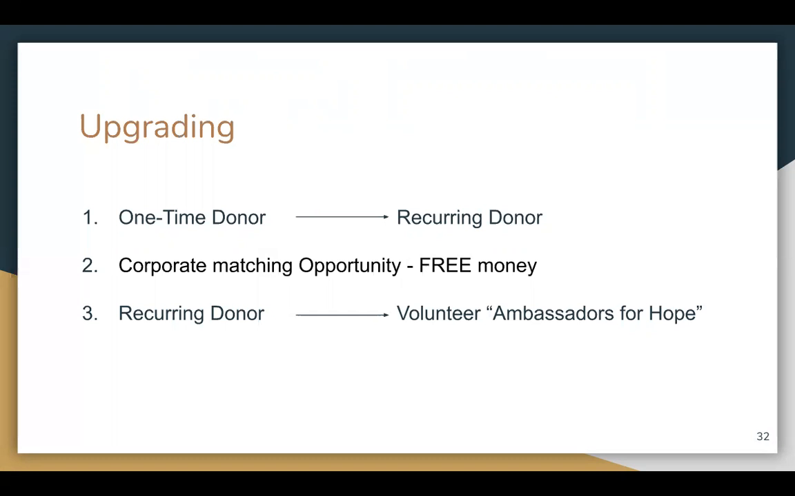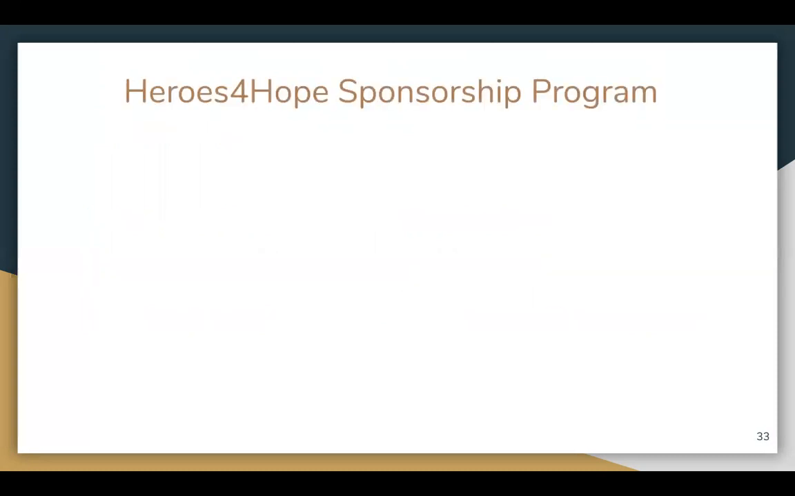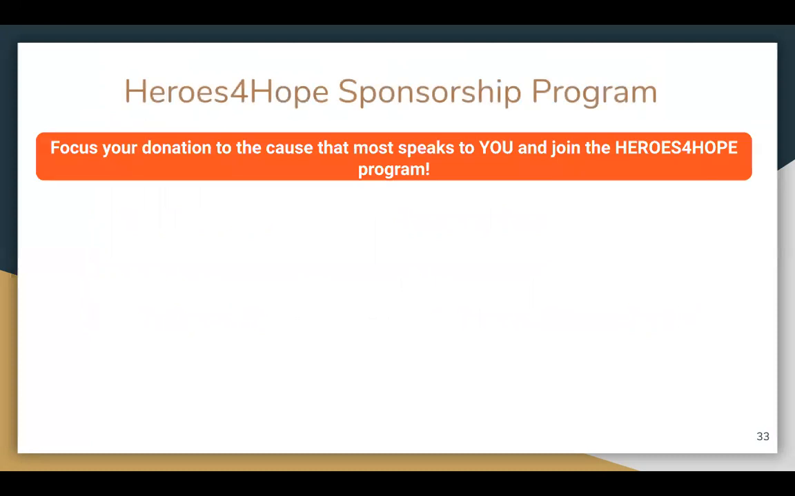So I'm going to cover three basic topics here. The first is turning a one-time donor into a recurring donor. The second is the corporate matching opportunity. So this is free money. And the last is how do you take a recurring donor and turn them into a volunteer, which we're calling Ambassadors for Hope. So the first is turning a one-time donor into a recurring donor.